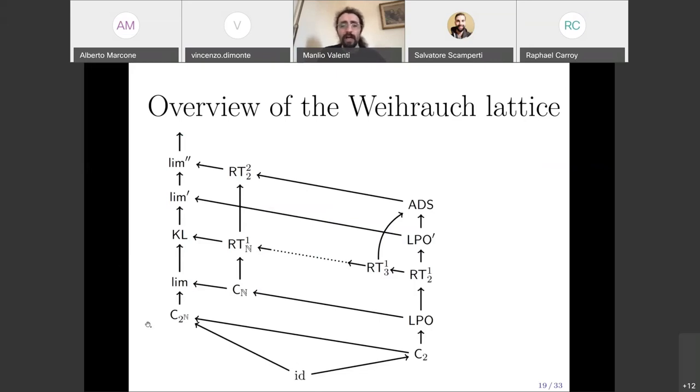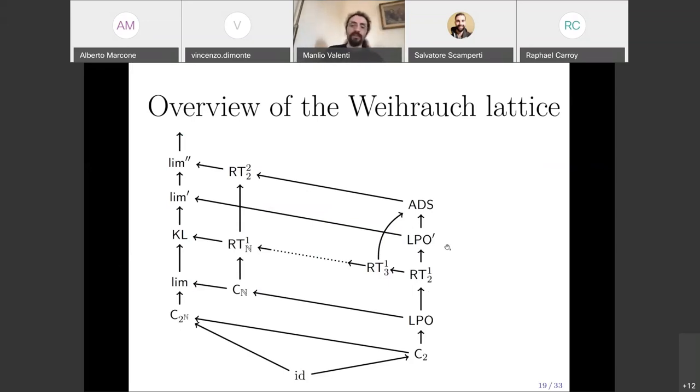Here you have choice on the Cantor space, as I said, finding a path through an infinite binary tree. Lim is here and all these iterations. Every time you make a jump of lim, so you iterate, this is going to be two lims, three lims, and so on, you get strictly stronger problems. Here you have the whole hierarchy of pigeonhole principles, all strictly stronger one to the other.